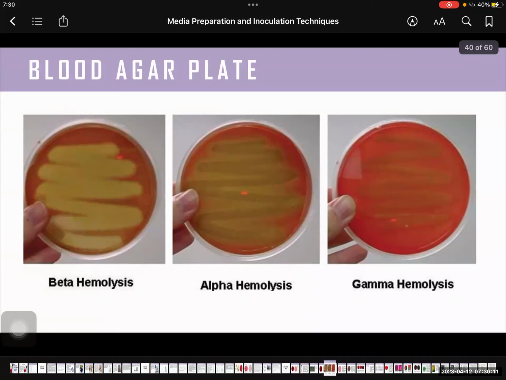It's the Streptococcus, diba? Streptococcus pneumoniae, Streptococcus pyogenes, and we have Agalactiae.